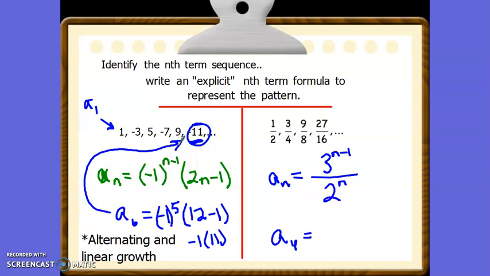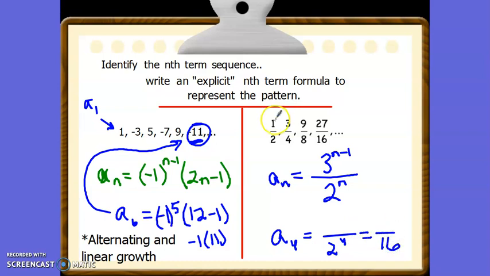Over here at the right, kind of the same idea. I noticed on top it was powers of 3, so I said 3 to the nth power. On the bottom it was powers of 2. 2 times 2 times 2, and 2 times 2 times 2. 2 to the 4th is 16 on the 4th term. So if I put 2 to the n, that means that when I take 2 to the 4th, I'm going to get that 16 that I'm looking for.